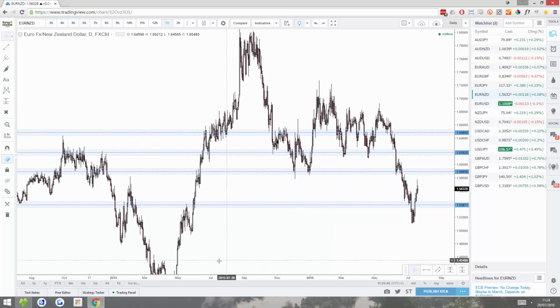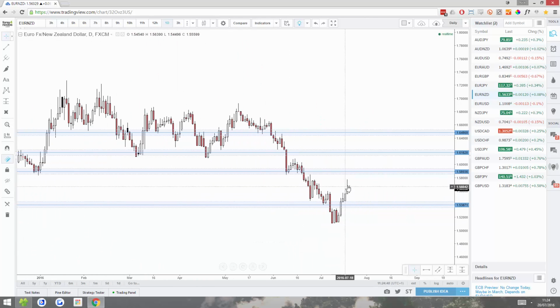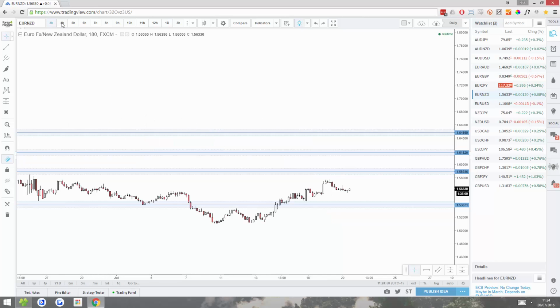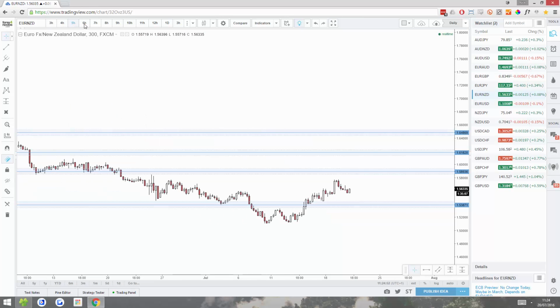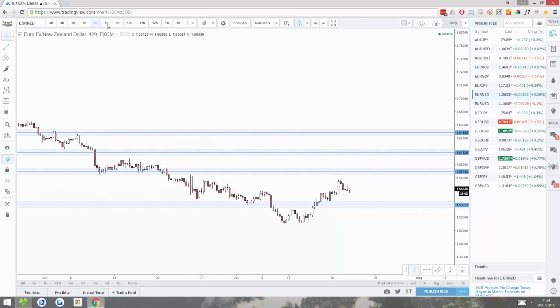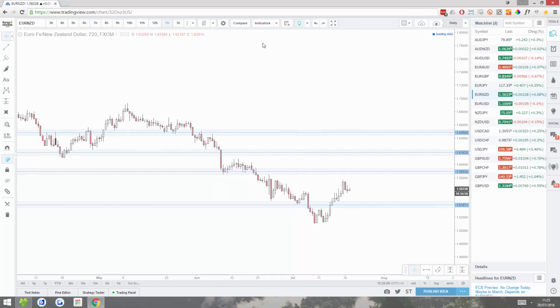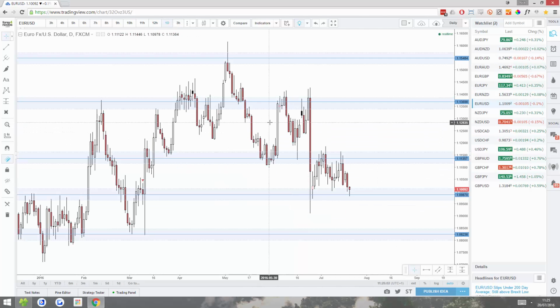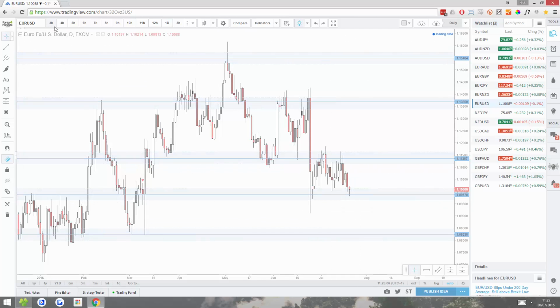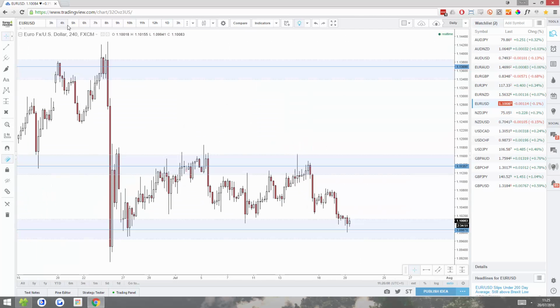Could probably use some new support resistance areas, really. Let's just scan through it. I might replace these support resistance areas later today. All right, Euro USD. It's forming on support. Might look good on a lower time frame.